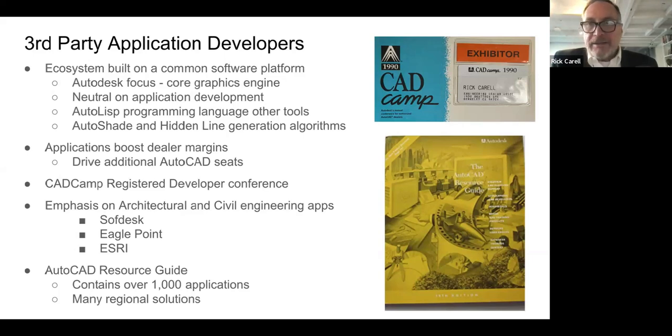And so, as I showed in the past slide, with the MSRP going to dealer cost, this is a great way to boost dealer margins. So what you'll see, these dealers, basically they became Sofdesk dealers. Sofdesk was the architectural product that was, what was it? DSA, Dave something, the owner's initials, and then they changed the name to Sofdesk, which is architectural application.